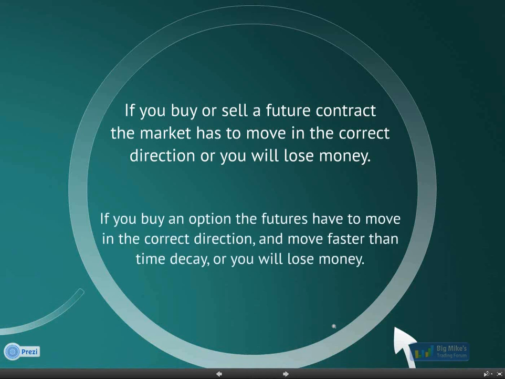If you buy an option, the futures have to move in the correct direction that you bought the option and move faster than the time decay of your premium or you'll lose money. If you go out and buy a 97 crude call right now, we'll say 98. If you buy a 98 crude call now, futures have to go up, and they have to go up more than time decay or you lose money. But your loss is limited to what you bought it for. If the futures go below 97, you're going to lose money, and if they stay below 97, you're going to lose money. So you have to be exactly correct on the movement of that market.